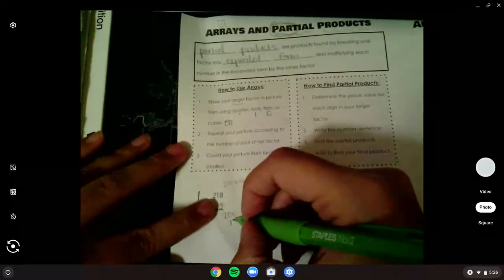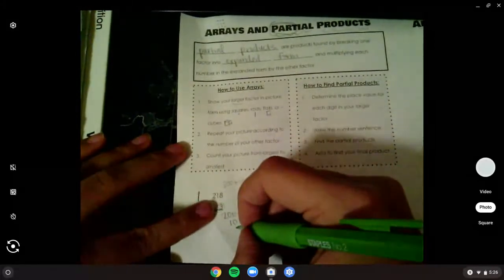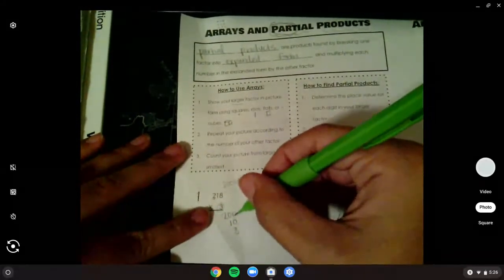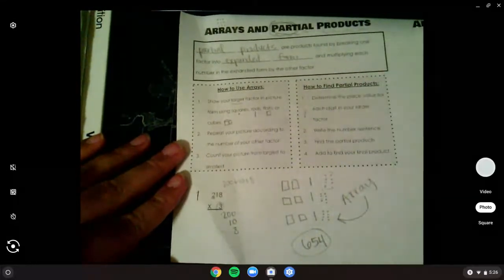I'm going to line up by place value too. I got my 10s and 1s lined up for 10. And then I'm going to put my 8 underneath the 1 spot. Step number 1, check. Now I need to write number sentences.